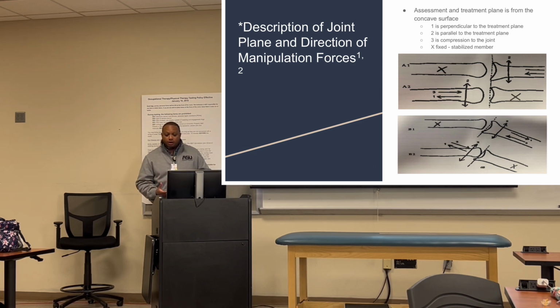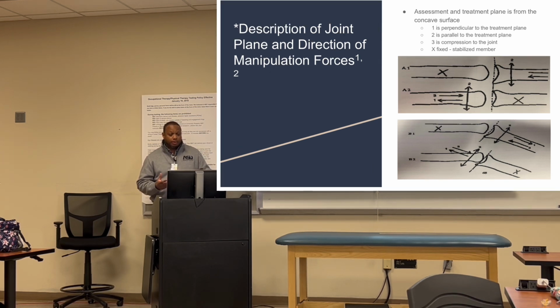So you get compression of the joint. All right? Now, if I move this osseous structure, so say A2, I'm looking at A2. If I move this osseous structure away from the joint, and I'm actually parallel to that joint and I'm moving it away, what am I doing? I'm distracting, okay? So I'm creating distraction there. So you need to understand what these lines represent and understand the treatment plane is from the concave surface with both this diagram and the diagram below, okay?